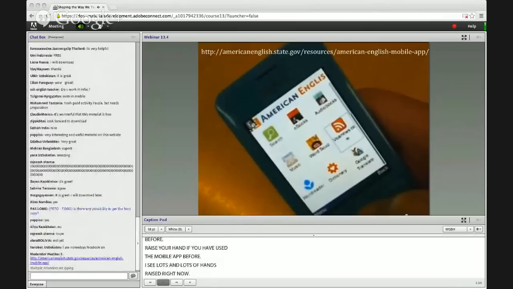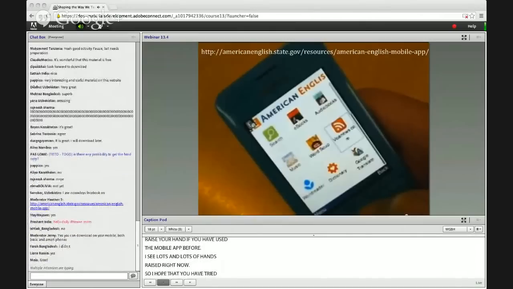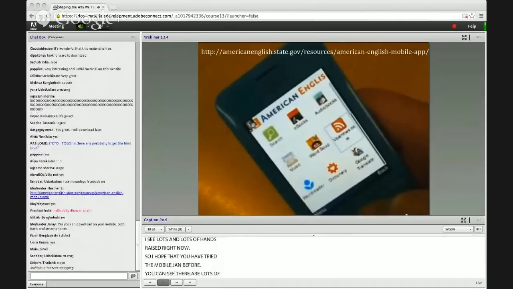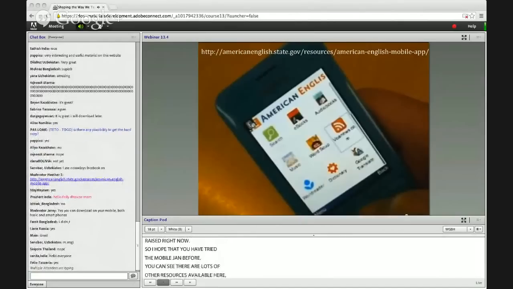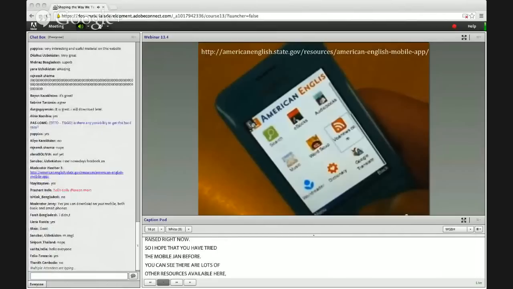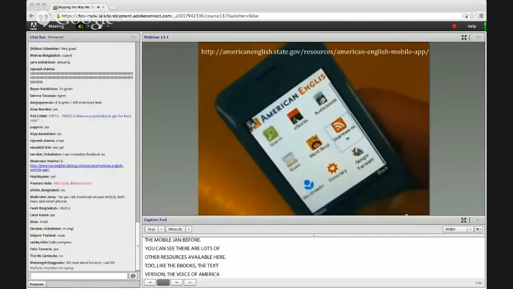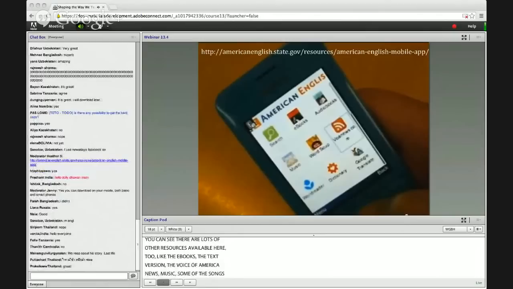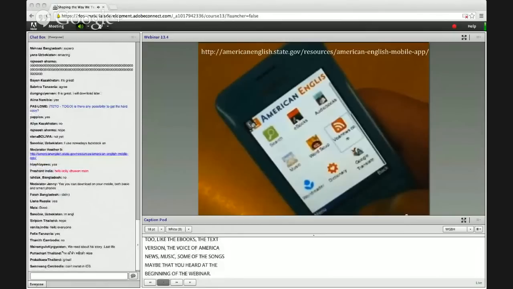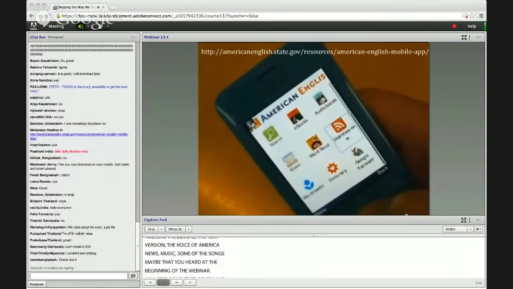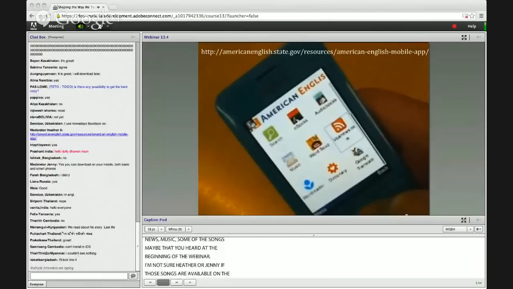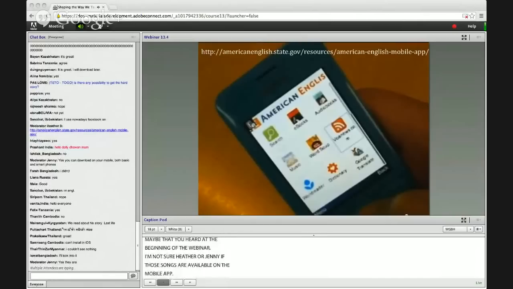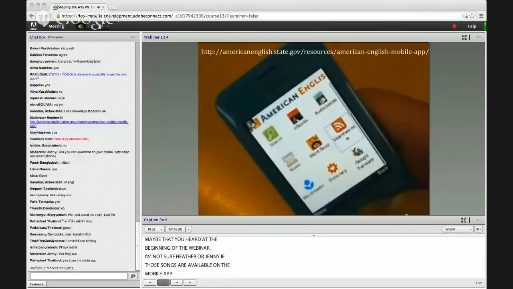You can see there are lots of other resources available here too, like the ebooks, the text version, Voice of America News, music, some of the songs maybe that you heard at the beginning of the webinar. I'm not sure, Heather or Jenny, if those songs are available on the mobile app. But yeah, that's a great source for some music that you can use with your classes too. Thanks, Jenny. Yeah, so some of the songs that you heard at the beginning of the webinar that you were commenting on are available on this app.